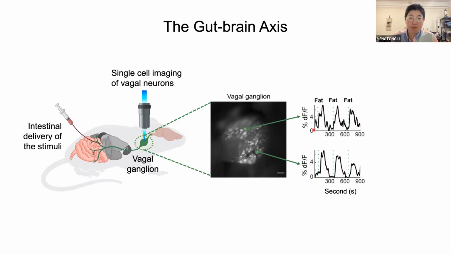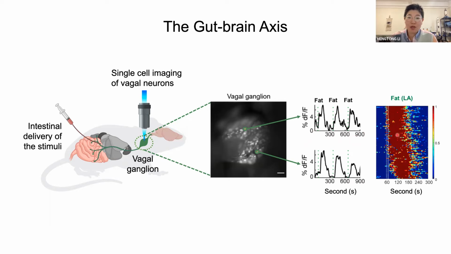We can see these beautiful responses locked to every stimulus delivery. We usually repeat the same stimulus three times, and a neuron is classified as a responder if it shows responses in two or more trials. This heat map shows around 150 responders activated by the fat stimulus.